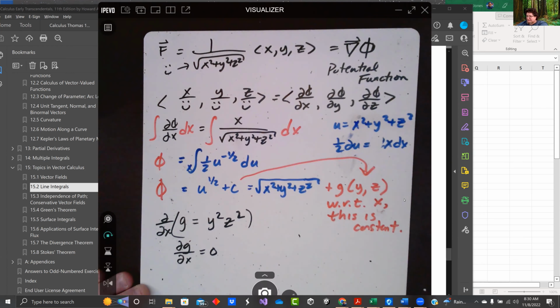And this is dφ/dz, which we already have a value for from what we were given in the beginning. This should equal z over the square root. So if I subtract z over the square root from both sides, I get h prime of z equals 0, which means when I integrate this, h is not a function of z at all. It's just a constant.